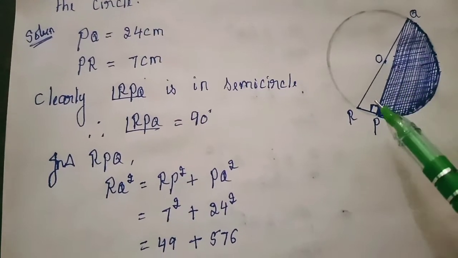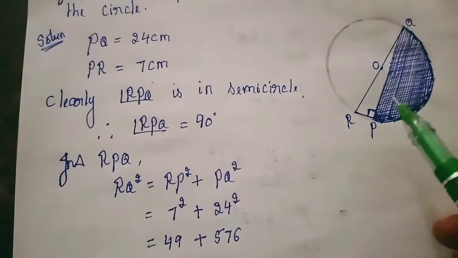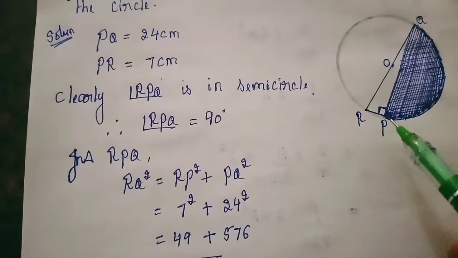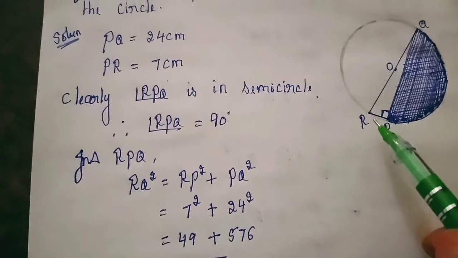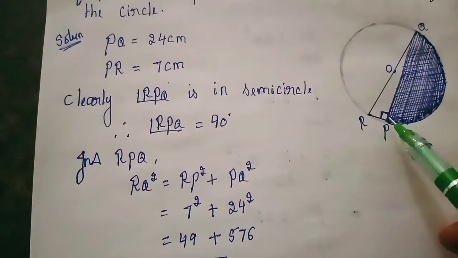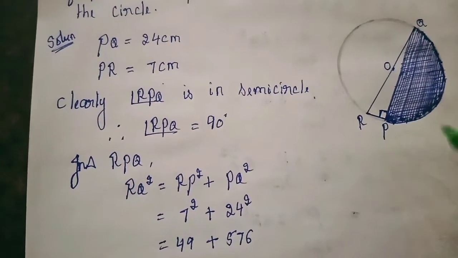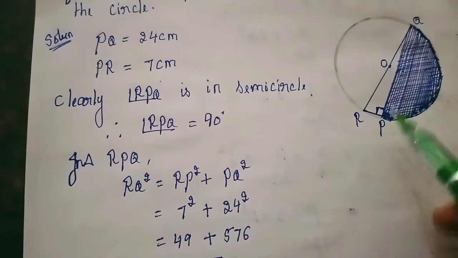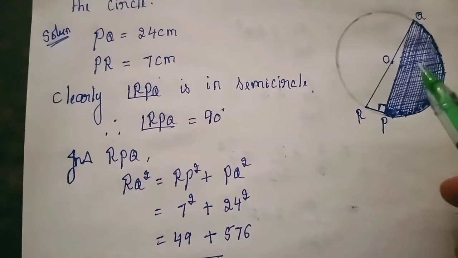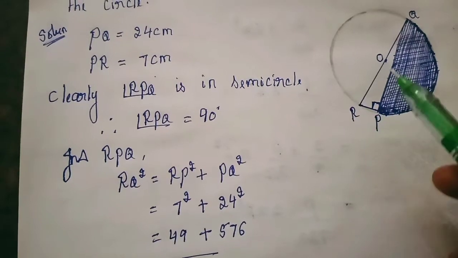So for that you need to know the angle here, that is angle in semicircle is 90 degree. And as you know, whenever one angle is 90 degree, area of triangle is half into base into height. So what is the base here? RP is the base and PQ is the height. We know only RP, PQ is given as 24 centimeter, but we don't know the diameter, that is RQ. Why do we need to find the diameter? Because I have to find the area of the semicircle. For that I need the radius.